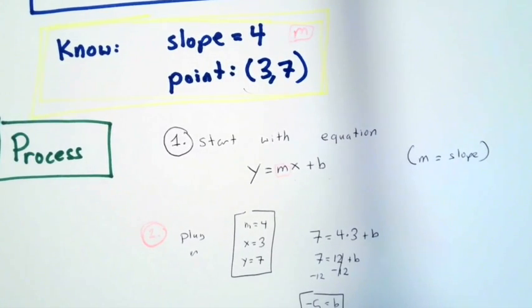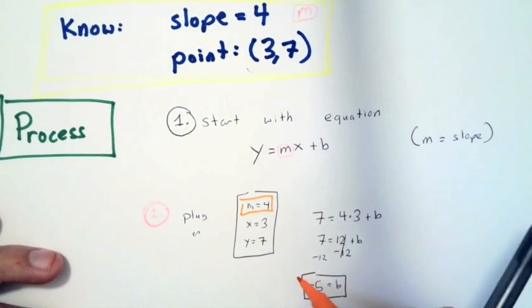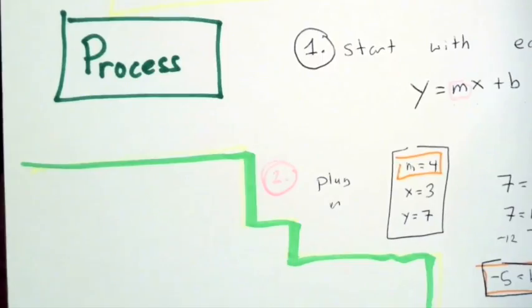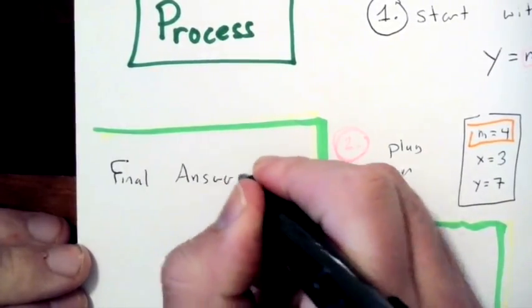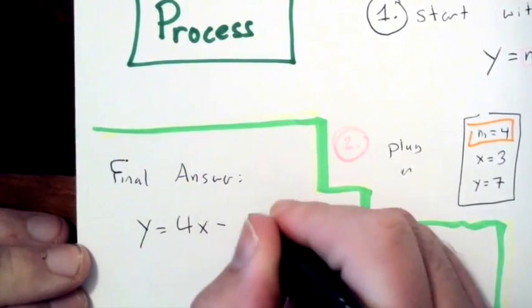And notice I already had the m. I already had m was equal to 4. So I have the m, I have the b. And this enables me to determine the final answer. The final answer here is just like it was in the point-slope calculation, y equals 4x minus 5.